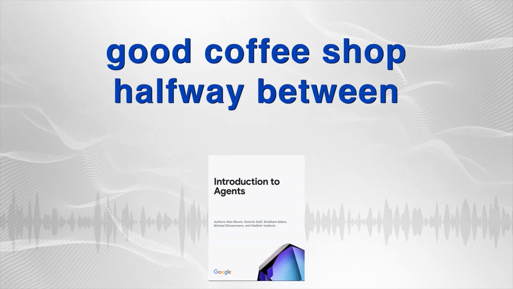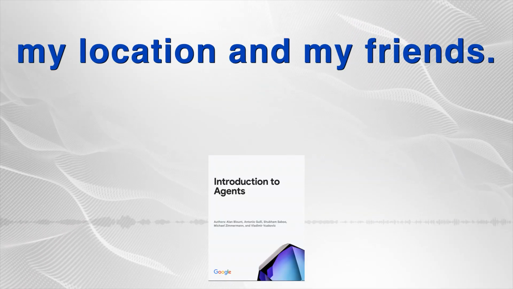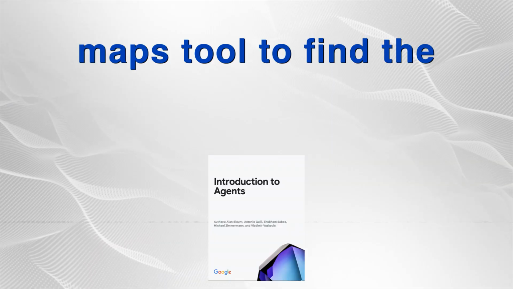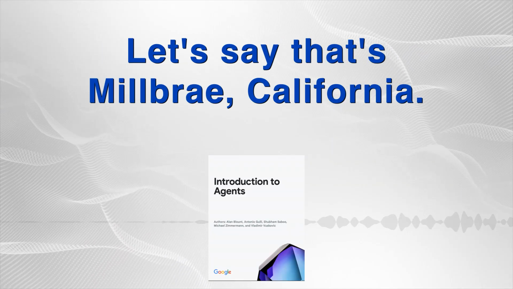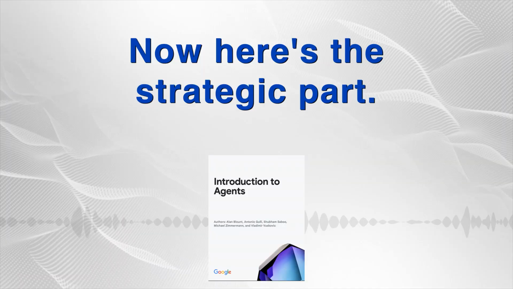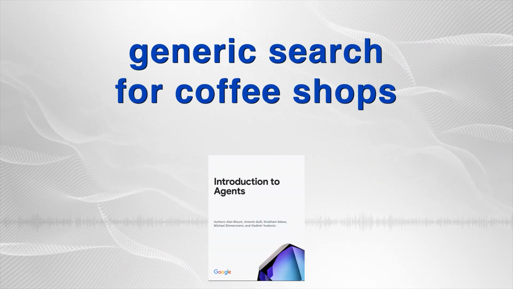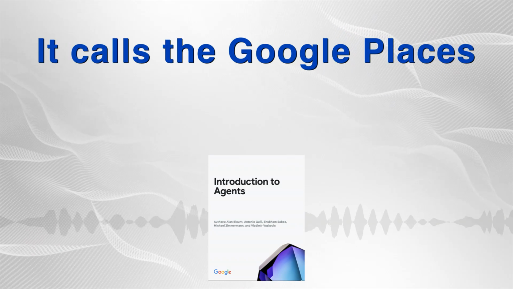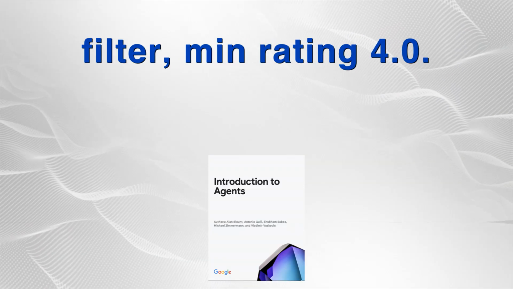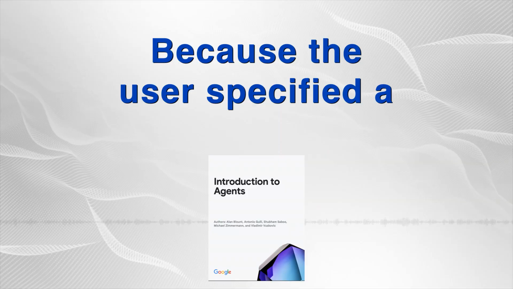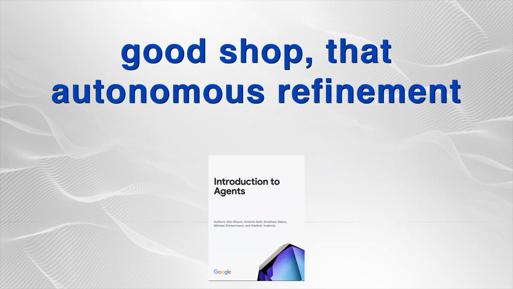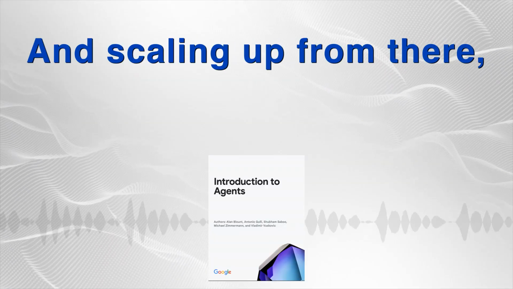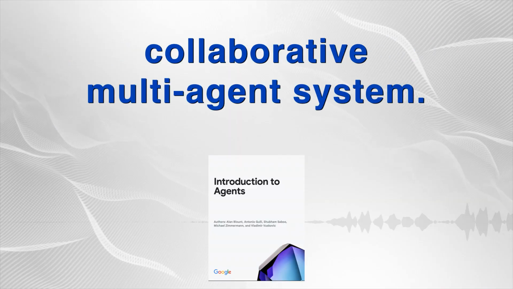The coffee shop example from the source material is perfect here. The mission is, find a good coffee shop halfway between my location and my friend's. Okay, so the agent's first action is to call a maps tool to find the midpoint. Let's say that's Millbrae, California. Now here's the strategic part. Instead of just doing a generic search for coffee shops in Millbrae, it refines its next action. It calls the Google Places tool, but it adds a filter, min rating 4.0. Because the user specified a good shop, that autonomous refinement of the query based on the goal is the hallmark of level 2.